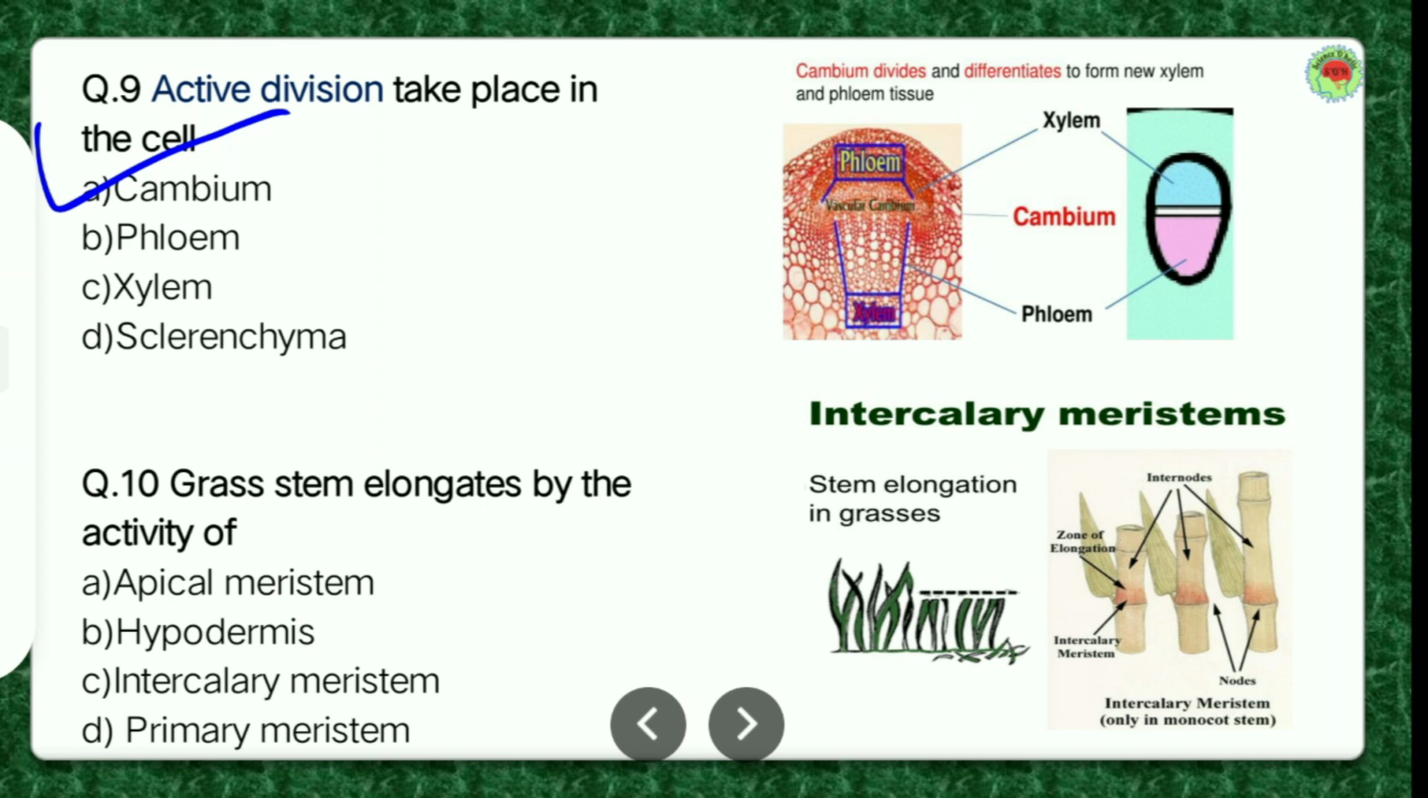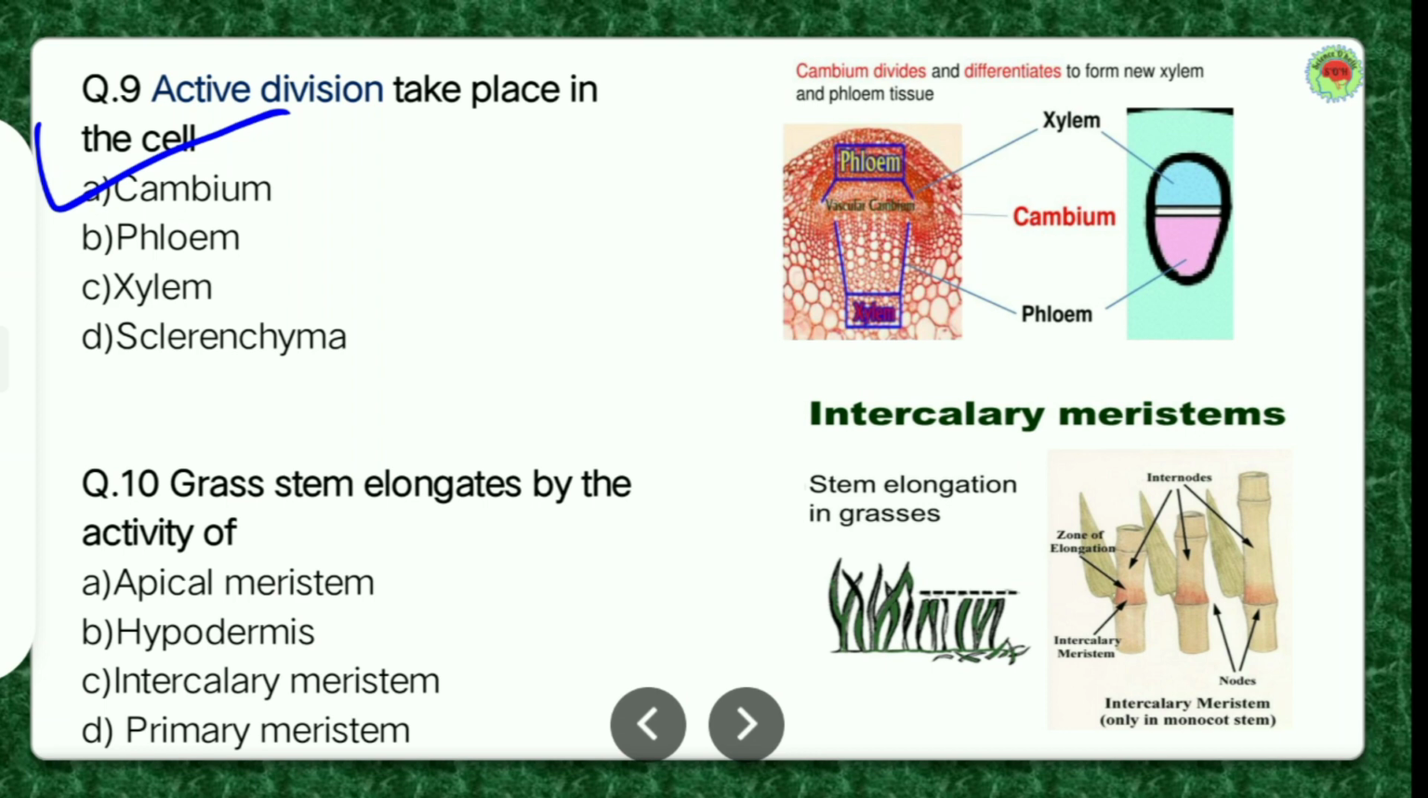Question number 10. Grass stem elongates by the activity of. Now here you can see in the image, it's an image of sugarcane, and this one is the grass. Okay, so there are four options. Option A is apical meristem, B is hypodermis, C is intercalary meristem, and D is primary meristem.